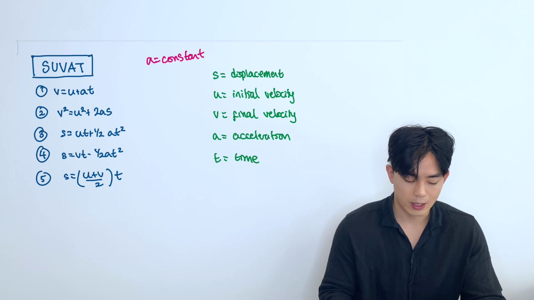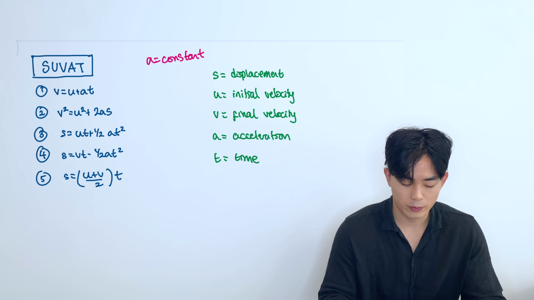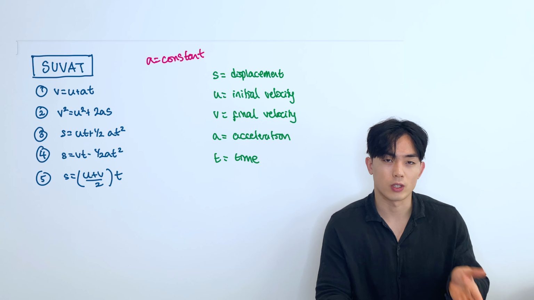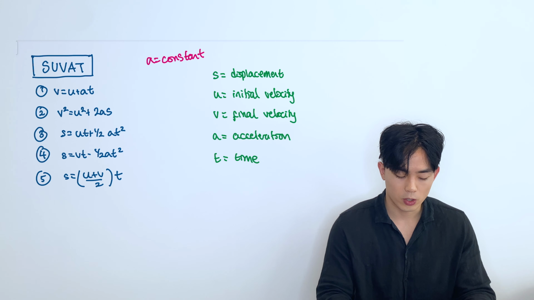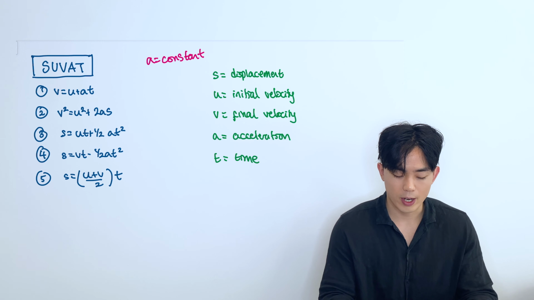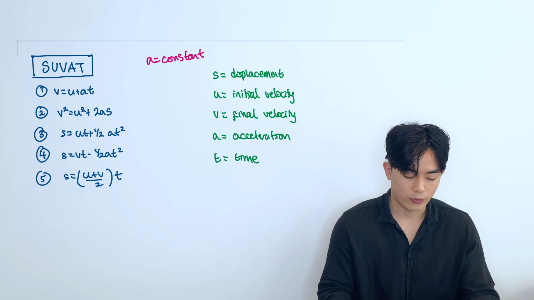They're called Suvat for a reason, because there are 5 letters which we need to be aware of. S represents displacement. This is the difference between the starting point and the finishing point. U is the initial velocity, i.e. the velocity it starts off with. V is the final velocity, which it finishes with. A is acceleration. T is time. So that's why it's called Suvat equations, and there are a series of 5 here.